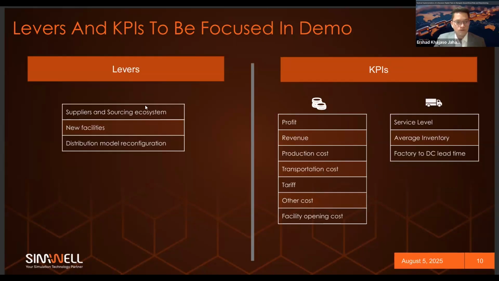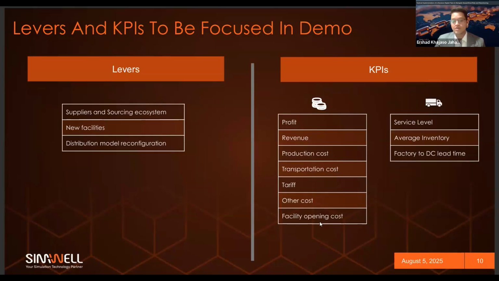So levers, as I said, we have the supplier and sourcing ecosystem, new facility we will see, and distribution model configuration we will keep on changing and see the impact of this on the different KPIs like profit, revenue, the production cost, the transportation cost, tariff, other costs like facility operating cost, and then we have another KPI, facility opening cost.